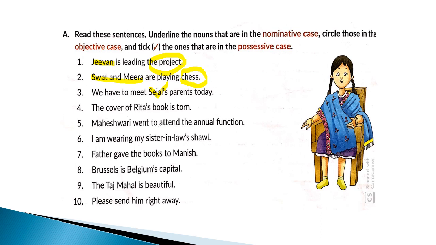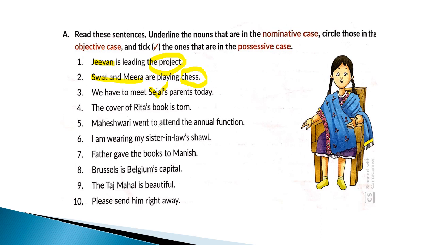Swat and Meera are playing chess. We are talking about two people, Swat and Meera, and they are the subject. And while they are the subject and they are nouns, they are in the nominative case. However, chess is also the name of a thing, but it is the object, so it is in the objective case. Project here is also in the objective case.